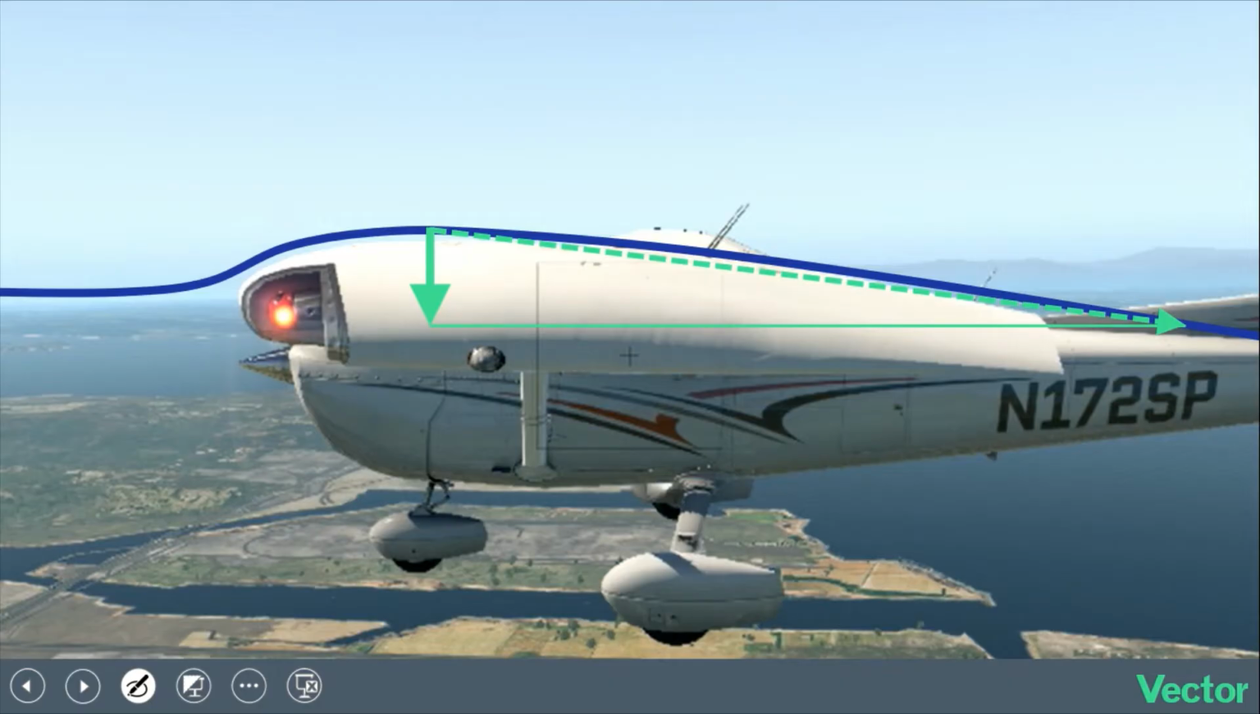Now, Newton's third law says that every action has an equal and opposite reaction. So this downward force has an equal and opposite upward force. Now, it's not like the air particles are bullets being shot out of a gun and are bouncing off or ricocheting off the lower surface of the airfoil and pushing the airflow up.